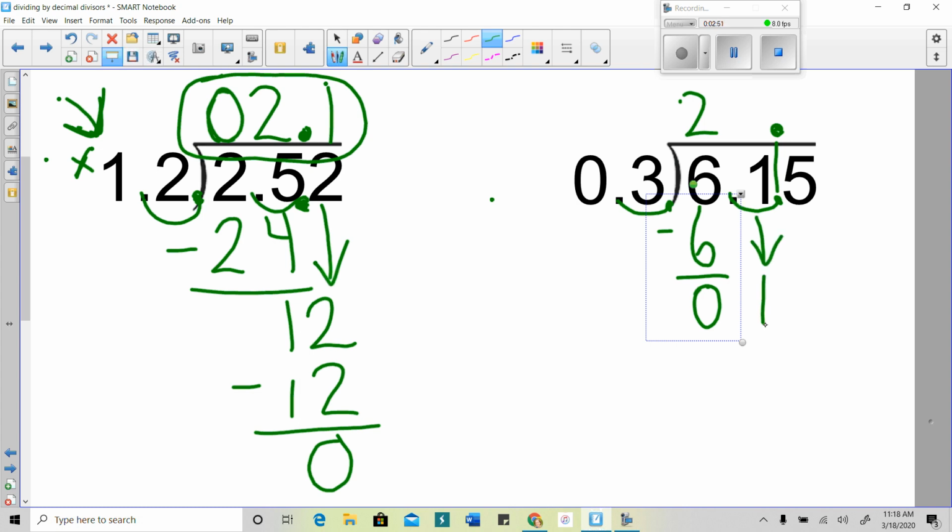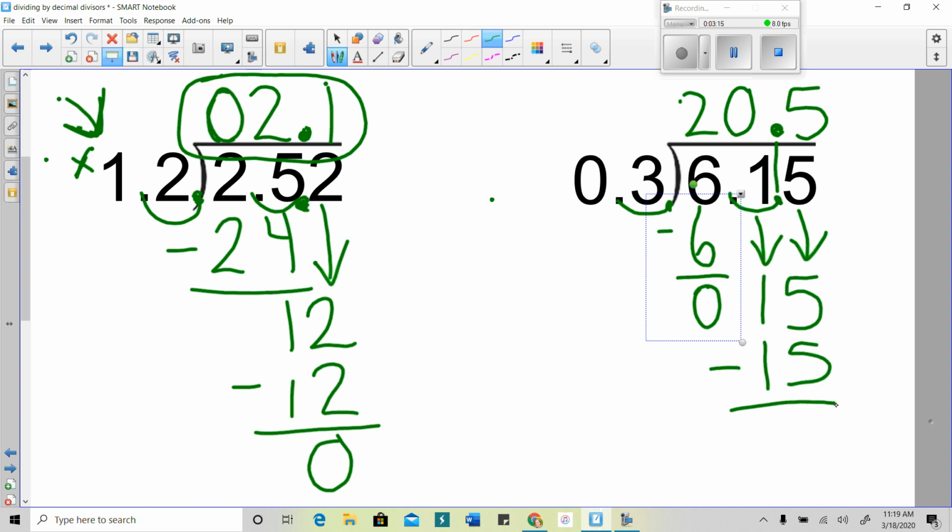So now I'm seeing how many times 3 will go into 1, which it won't go in, but I need to put a placeholder 0 up above. And then instead of taking away 0 and ending up with 1 again, since I already put the 0 up top, I'm just going to drop my next digit from my dividend. So now I have 15. So I'm dividing 3 into 15. That will go in 5 times. Take away the 15. It goes in evenly. So my answer is 20.5. So we're going to get ready for our next problem.